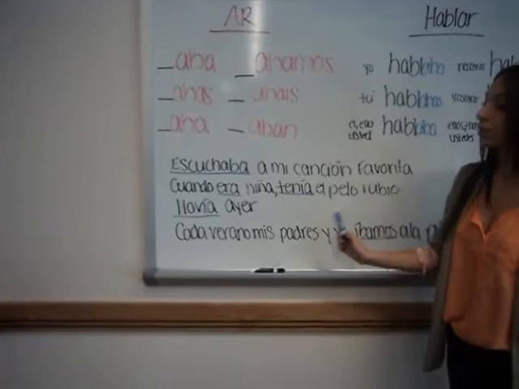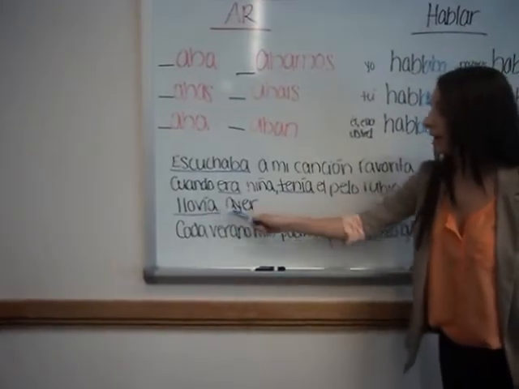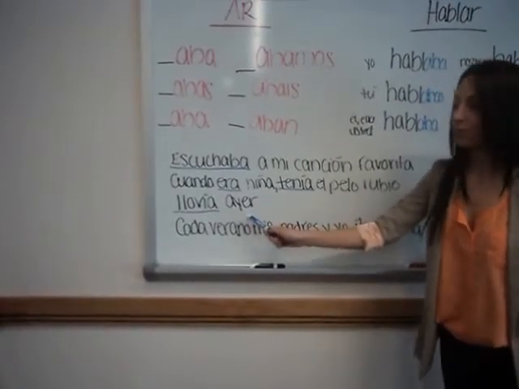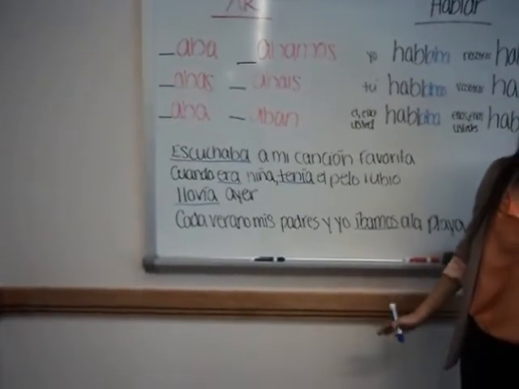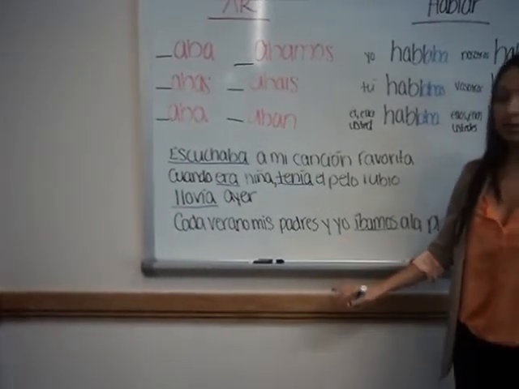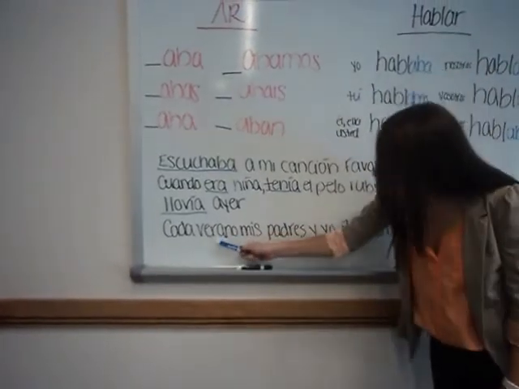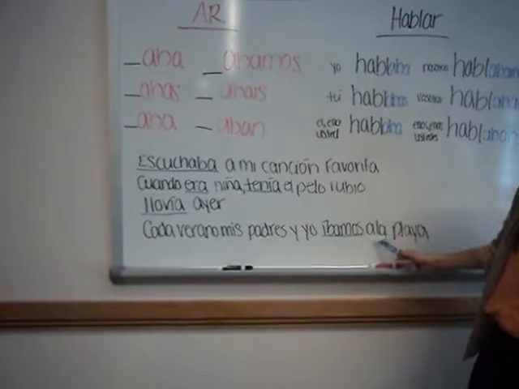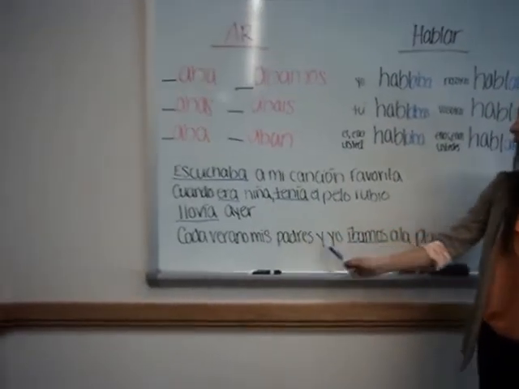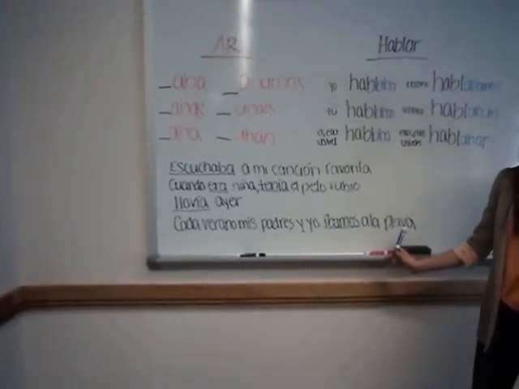We use imperfect to describe weather. Llovía ayer, it rained yesterday. And we use imperfect to describe habitual actions in the past. Cada verano mis padres y yo íbamos a la playa. Every summer, my parents and I would go to the beach.